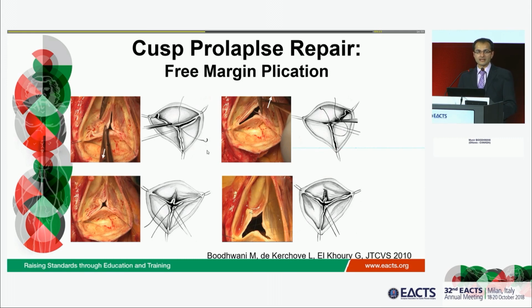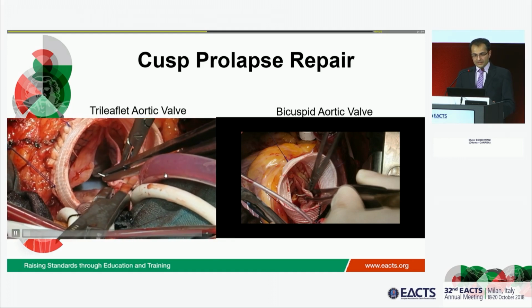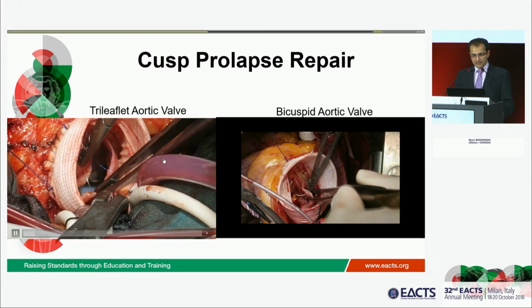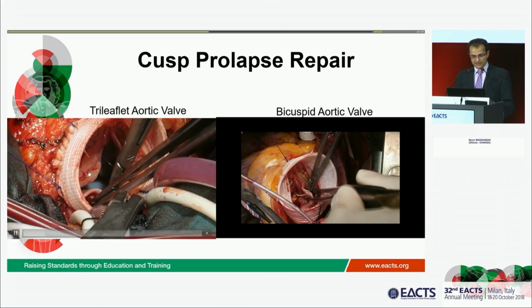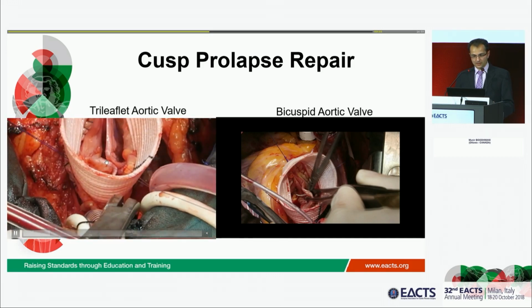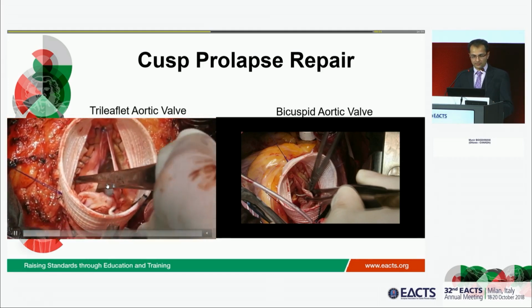Free margin plication is the most common technique, and I'll give you a short glimpse of this. Important for the free margin plication technique is obtaining a reference cusp. This is done in this case with a right coronary cusp prolapse. The other two cusps are used as a reference, and a suture is passed through the nodule of Arantius of both of those cusps.